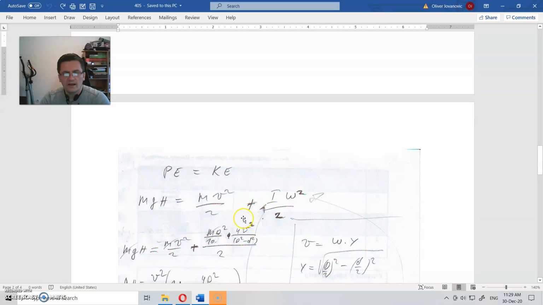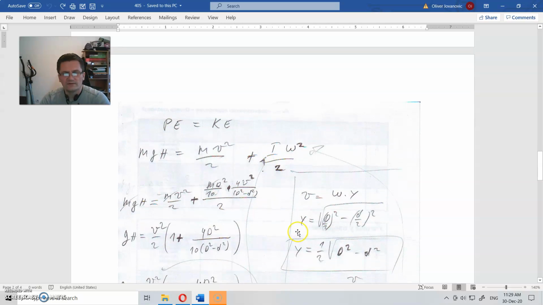I'm just going to show you something more. It was not very difficult, but not very easy either. At the top of the ramp there is mgh, this is the kinetic energy of the rotation, this is the kinetic energy of the straight motion, let's say, and from the rotation you have this, from this equation and so on, and I will not show you anything more.